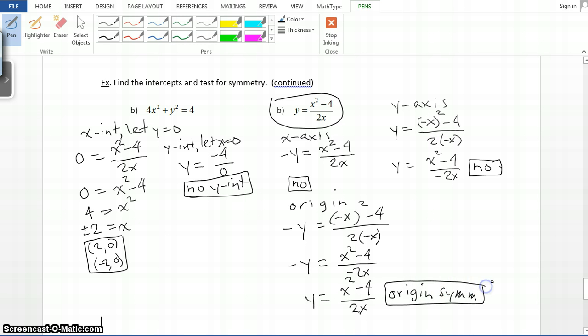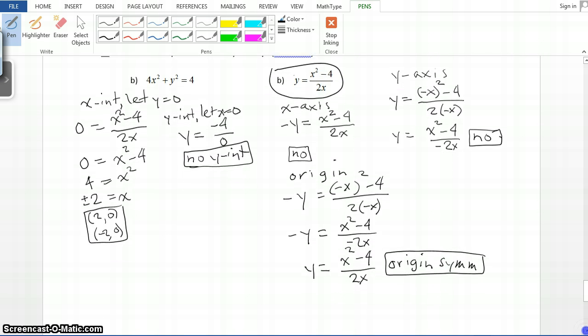Just like that. Alright, we did all 3 tests. For the x-axis test, it failed. That was a no. For the y-axis test, we failed. It was a no. And for my origin symmetry, we replaced both x and y with negative x, negative y. When I simplified, I did get an equation just like the original equation, so it has origin symmetry.